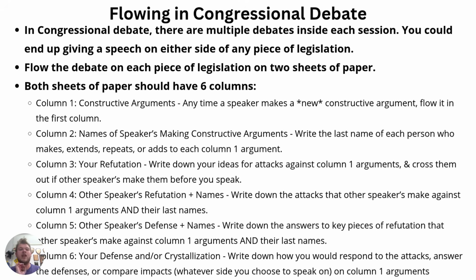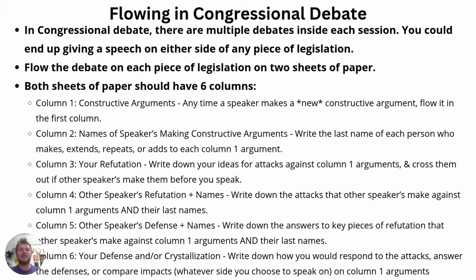So instead, in Congress, I say every time that there is a new piece of legislation, you should take out 2 new sheets of paper. The first piece of paper is for the affirmative side's arguments and all of the attacks and defenses on them. The second piece of paper is for the negative side of the House's arguments and all of the attacks and defenses on them. But no matter which paper you're using, this is what the columns are for, because each paper should have 6 columns. Column 1 is for constructive arguments, new reasons to pass the legislation on the affirmative paper or new reasons to fail the legislation on the negative paper.